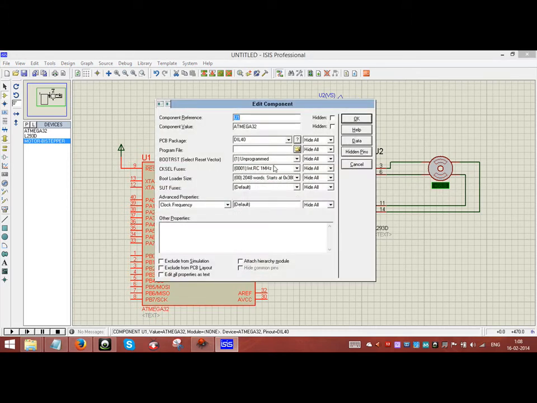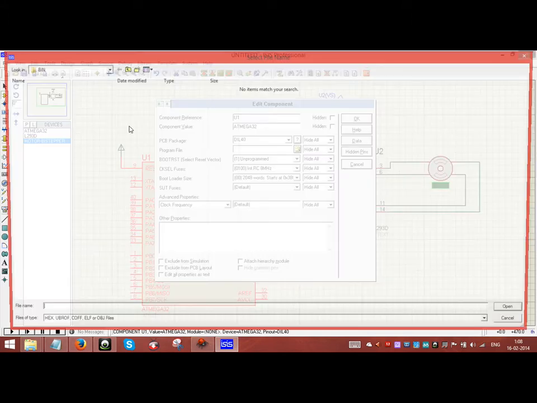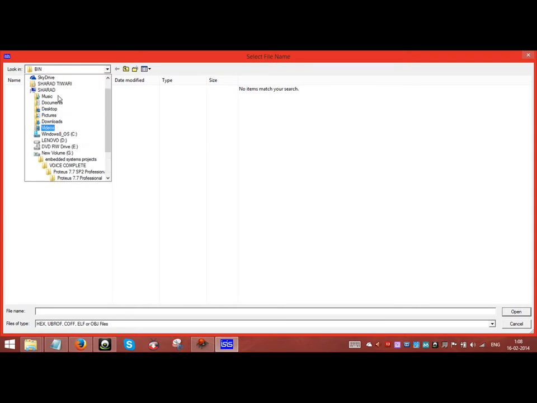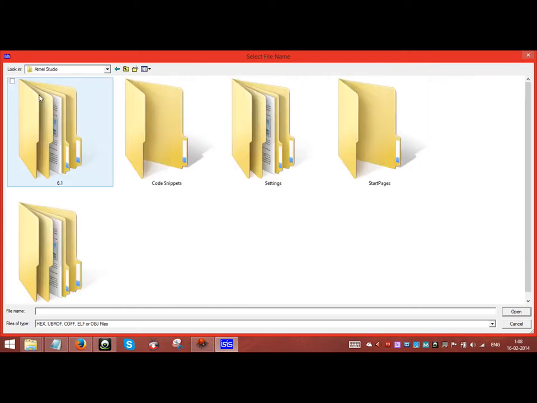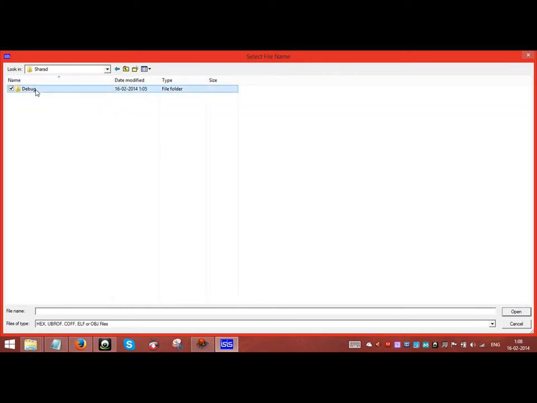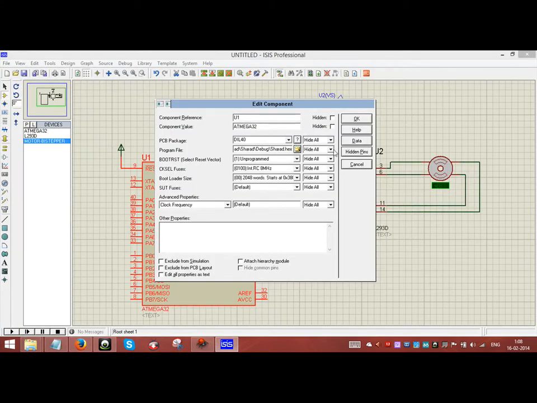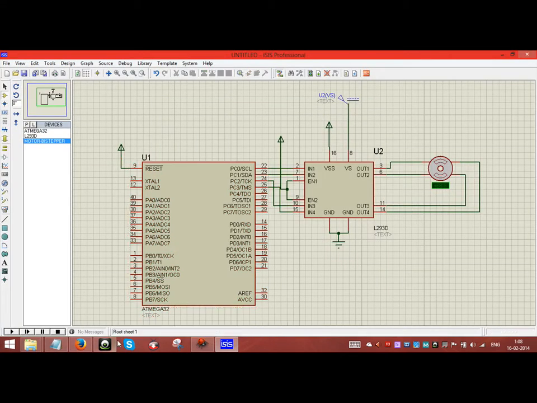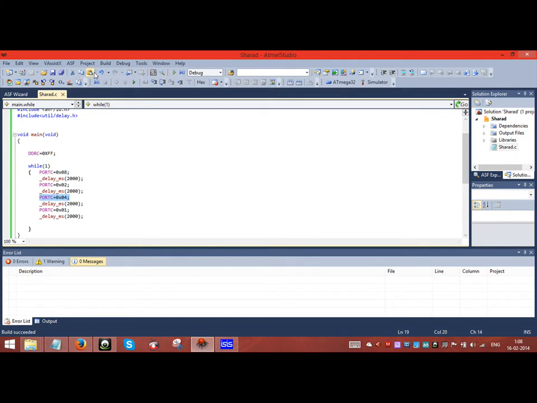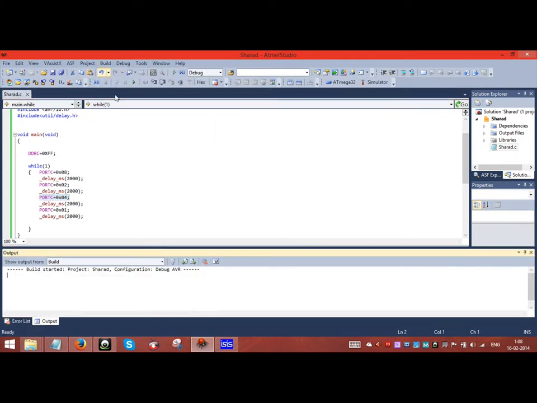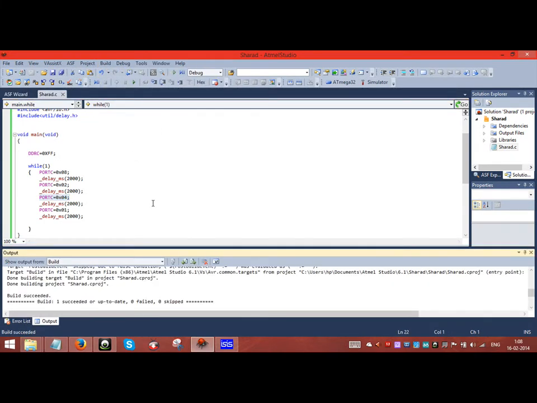The clock frequency should be around 8 megahertz as given in the program, and the hex code should be loaded to the microcontroller. Let's build the program once. No errors.